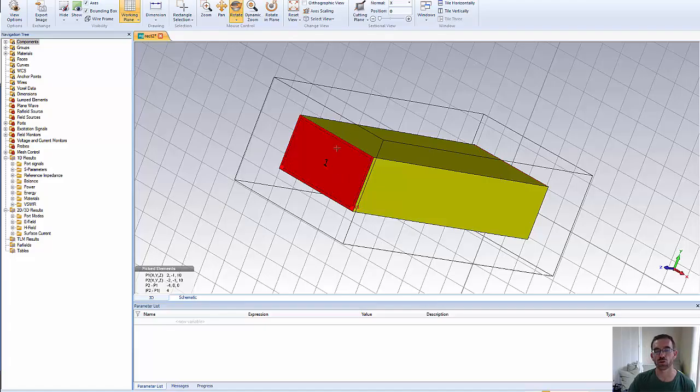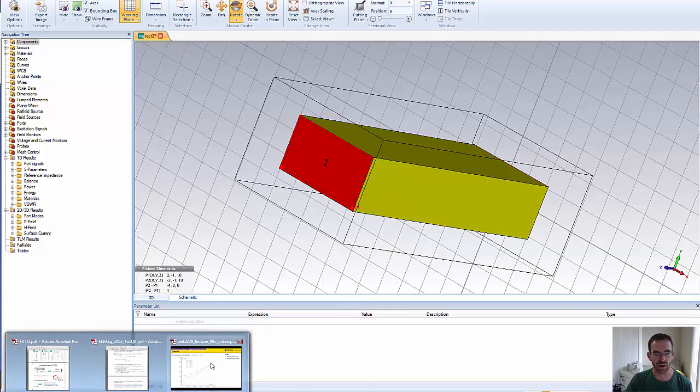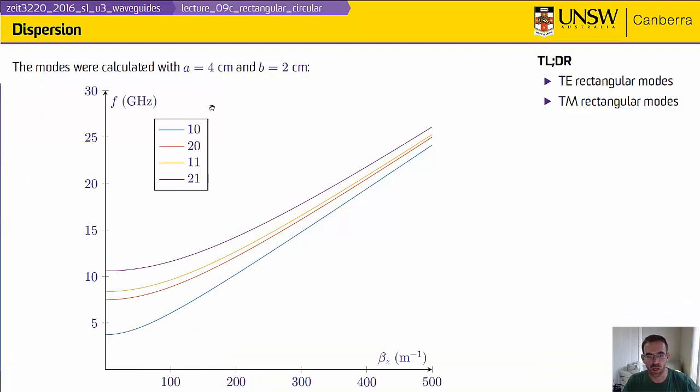So this waveguide is 2 centimeters in height, 4 centimeters in width. And that corresponds to the values that Andre used when he computed this plot. Right? So A was 4 centimeters, B was 2 centimeters, and we see that there's a cutoff frequency somewhere around 4 gigahertz, which is what we expect to find for the lowest order mode when we look at the cutoff frequencies.